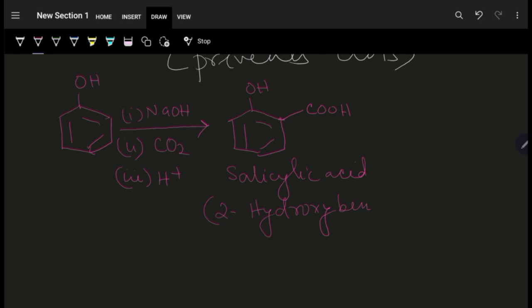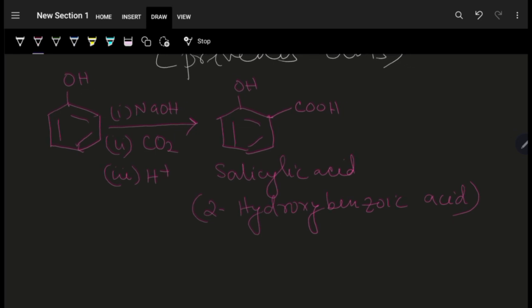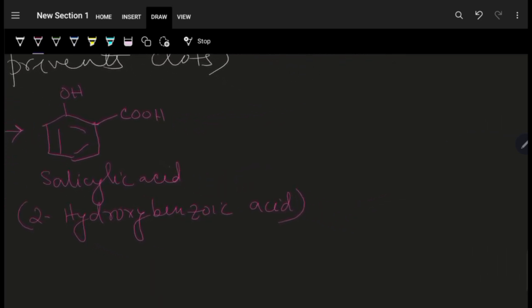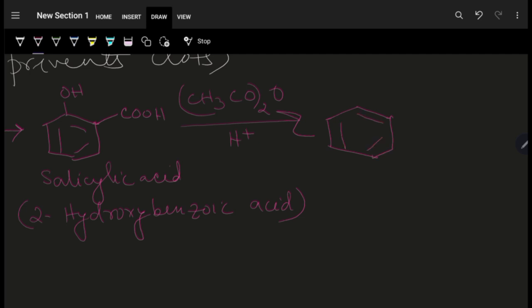2-hydroxybenzoic acid is salicylic acid. Now you can carry out esterification, the way we have seen how the OH group reacts with anhydrides. So acetic anhydride, I can say (CH3CO)2O, is acetic anhydride. In presence of H+, it will actually give the acetyl group. And what is this acetyl group? C double bonded O CH3.